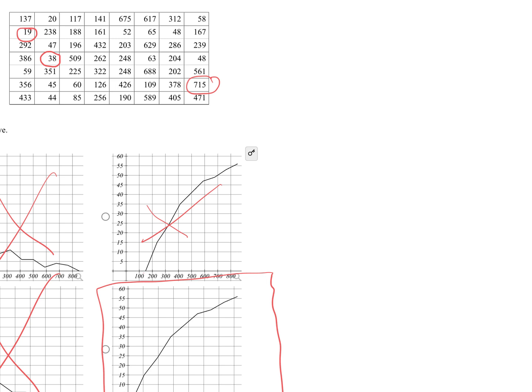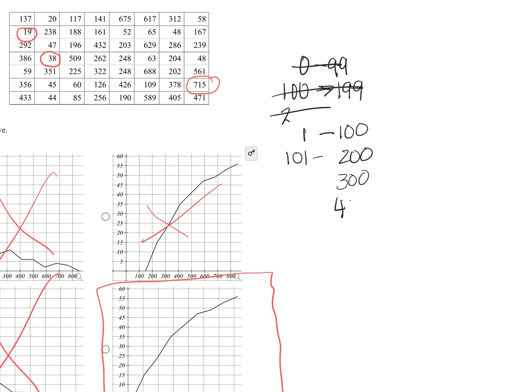If you wanted to go through this whole process, I'll just run through kind of what you would do. You would set your classes. We would go 0 to 99, 100 to 199. Well, we want the upper class limit, so let's set that: 1 to 100, 101 to 200, 300, 400, 500, 600, 700, 800. All right, so we got slightly more than 8 classes.